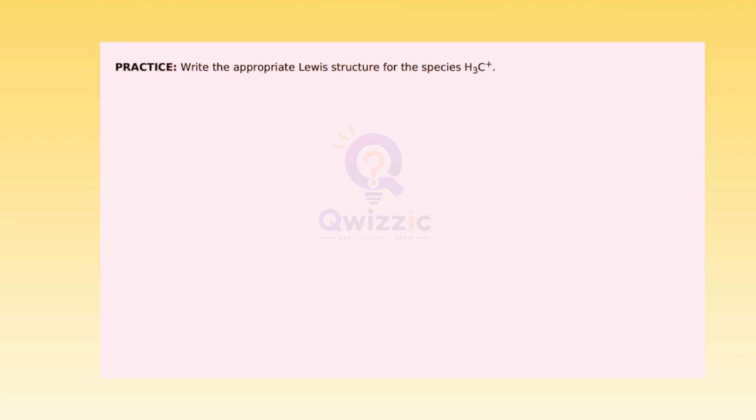Hello everyone, so in this video we have to write the appropriate Lewis structure for a species of H3C+. So first we have to determine the total number of valence electrons that correspond to the given formula. And then we need to, of course, subtract one valence electron for the positive charge, because we have a cation in our case, so we have one less valence electron.